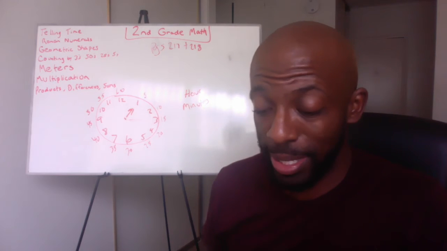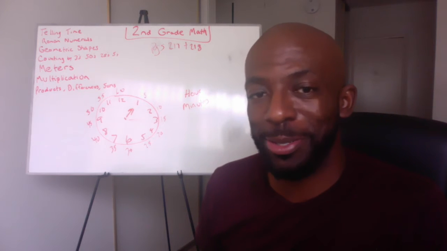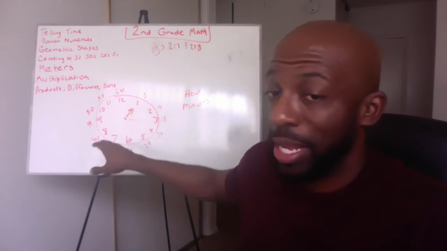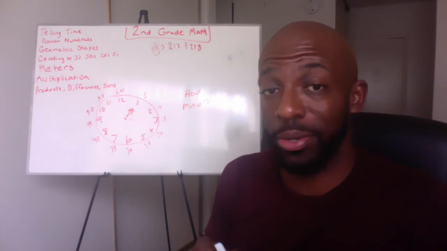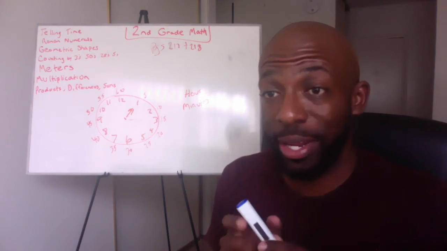Looking at the second problem, it says 8:45. I'm going to let you guys do that. You can use this example right here and know exactly where to put the big hand and the little hand. Little hand goes on the hour, big hand on the minutes.